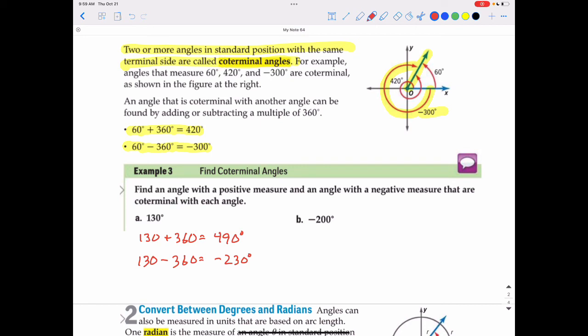Same with part B. To do a positive coterminal angle, I could take negative 200 plus 360, and that would be positive 160 degrees. Or I could take negative 200 minus 360, and that would give me negative 560 degrees, and both of those would be coterminal to negative 200 degrees.